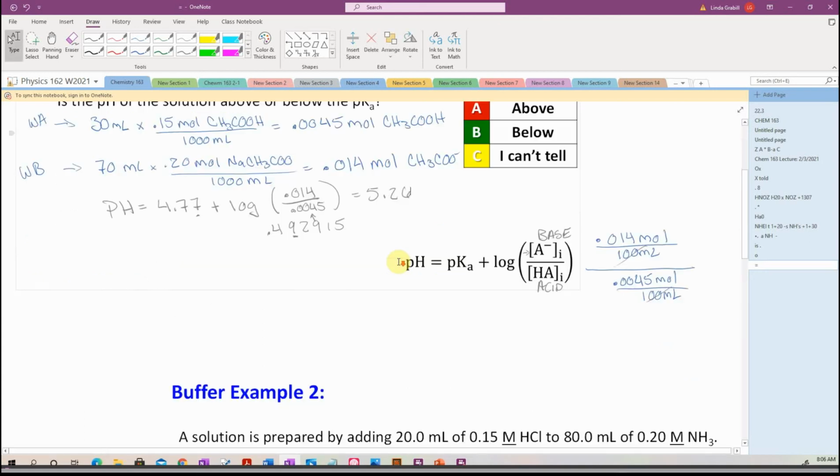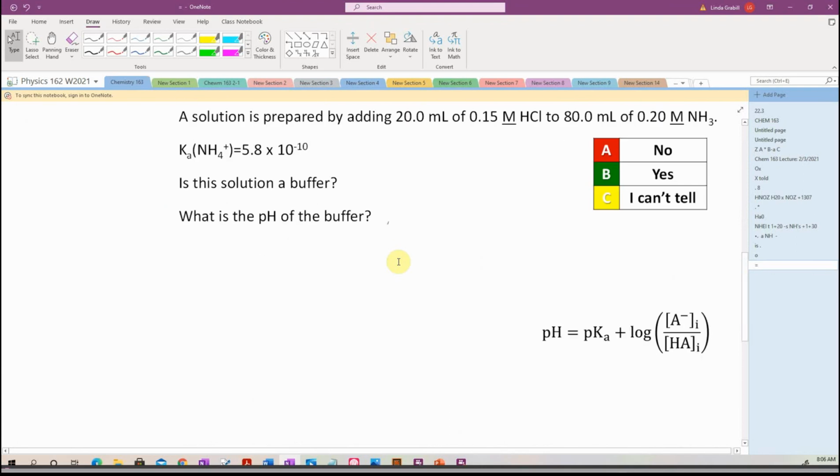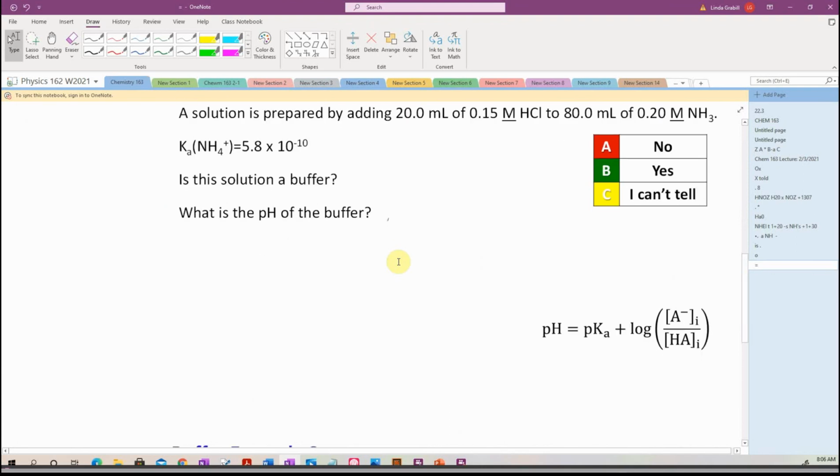Now let's look at this. I'm going to combine 20 mLs of HCl with 80 mLs of ammonia. And first I want to know, is this a buffer?